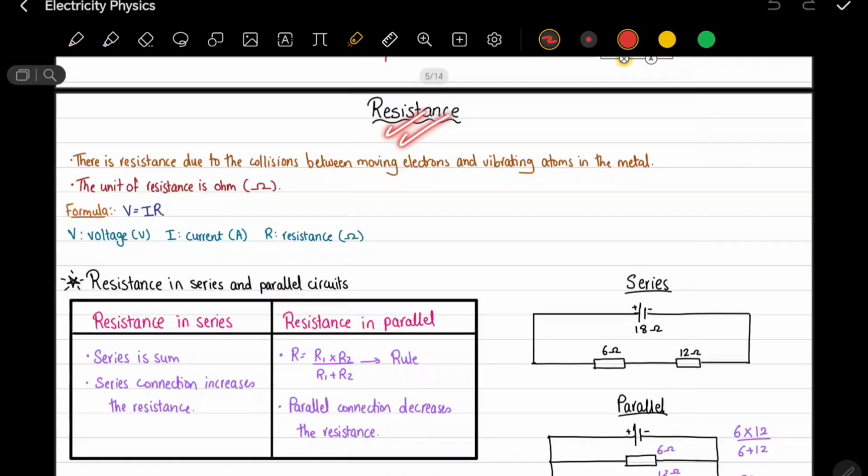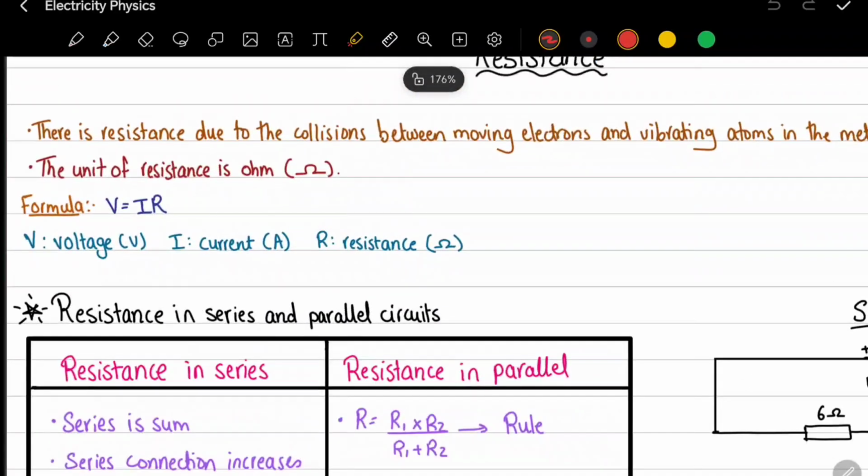There is resistance due to the collisions between the moving electrons and the vibrating atoms in the metal. And the unit of resistance is the ohm, which is represented by this symbol. The formula is V equals RI. V stands for voltage and is represented by the letter V, which is volts. I is the current, which is represented by the letter A and stands for amperes. And R is the resistance, which is represented by this symbol, which is called ohms.